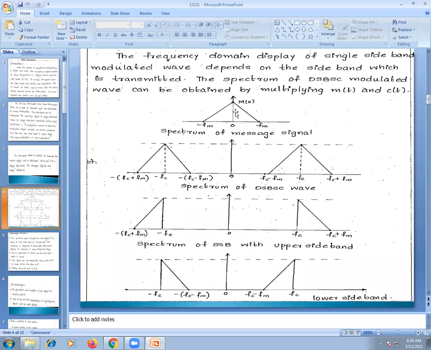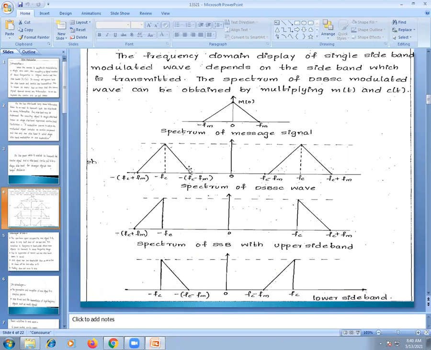After modulation of the message signal with the carrier, there is 0 frequency, and the carrier has fc and minus fc. So after modulation takes place, the message signal is translated with respect to fc: fc plus fm and fc minus fm are there, and like minus fc minus fm, minus fc plus fm are there. So with respect to fc, the signal is translated, that is the message signal.